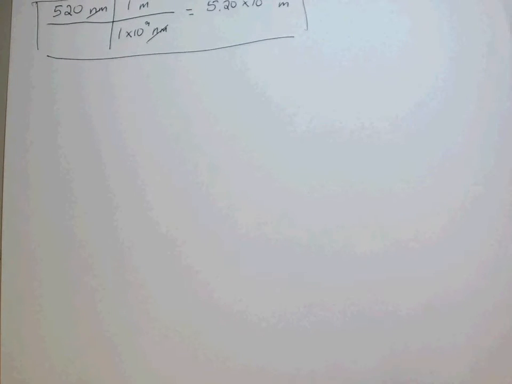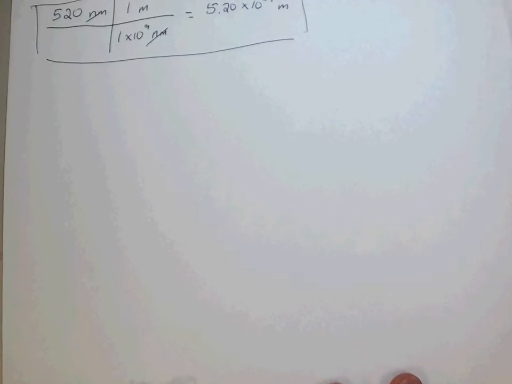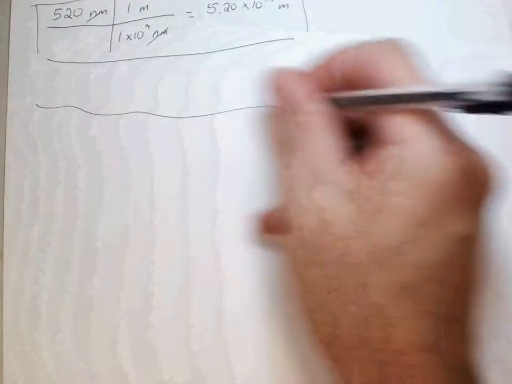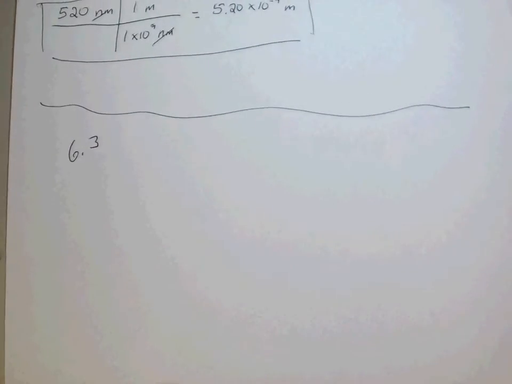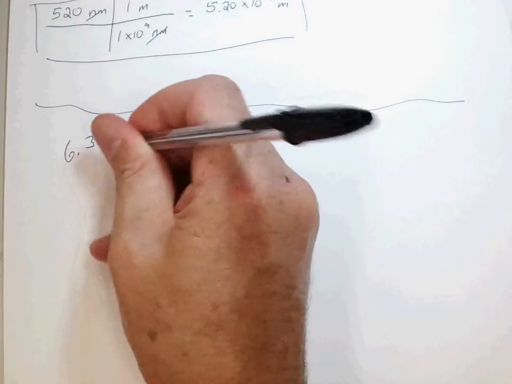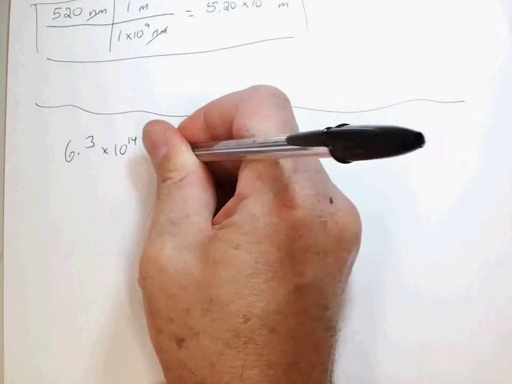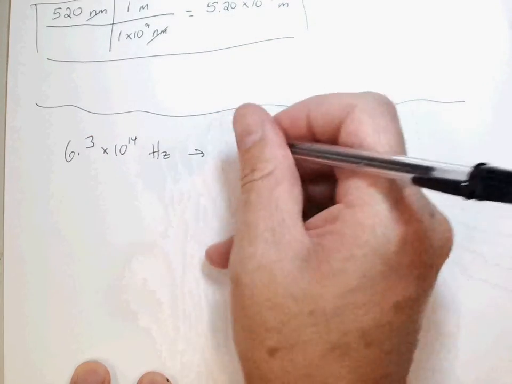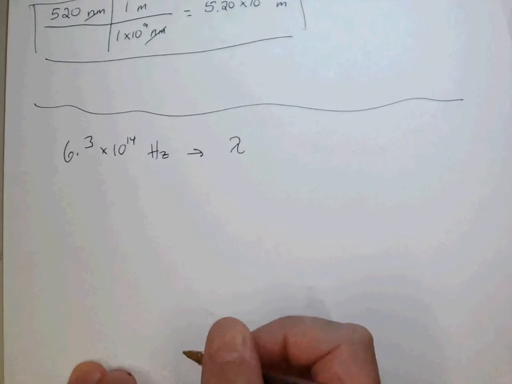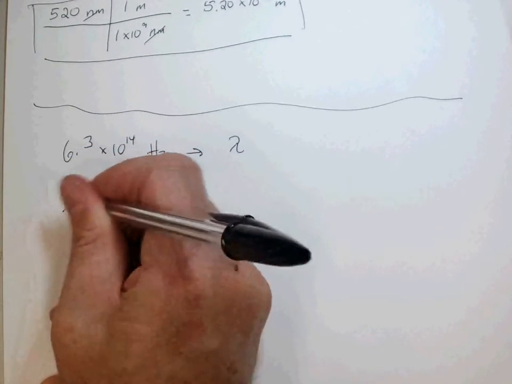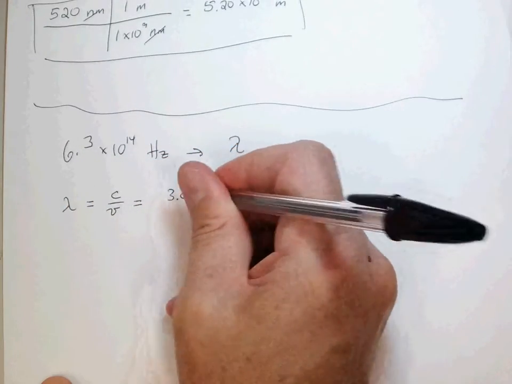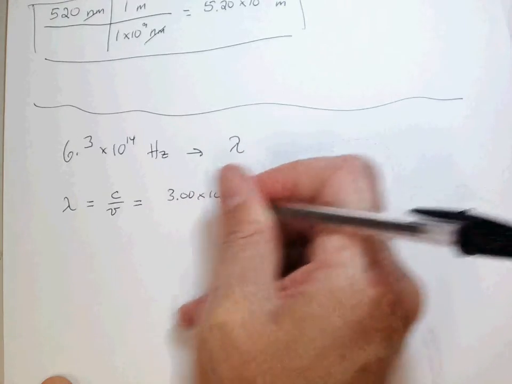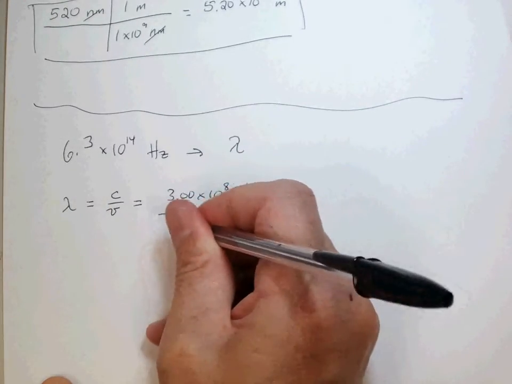Now let's do one going in the opposite direction. So we'll work this one a little faster. So say, for example, I have 6.3 times 10 to the 14 hertz. Okay, so I'm going to quickly want to know, well, what's the wavelength for that? Okay, so wavelength is equal to C over nu. Okay, 3.00 times 10 to the 8th meters per second. And my frequency is 6.3 times 10 to the 14 inverse seconds.